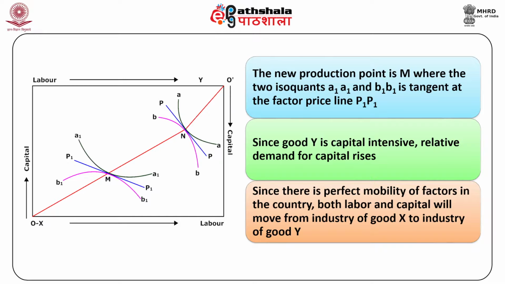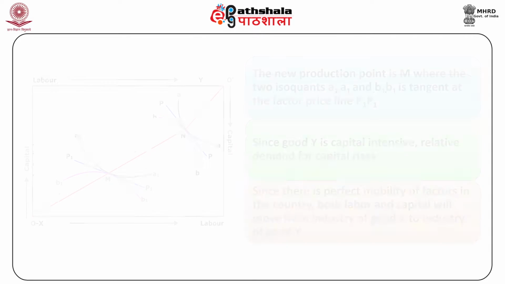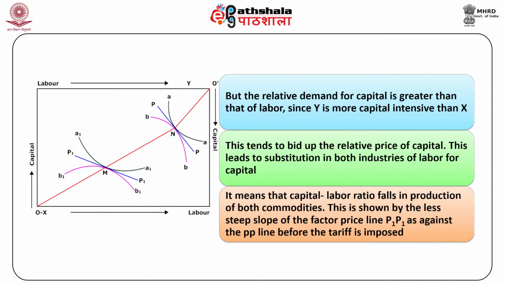Since there is perfect mobility of factors in the country, both labor and capital will move from industry of good X to industry of good Y. But the relative demand for capital is greater than that of labor. Since Y is more capital intensive than X, this tends to bid up the relative price of capital. This leads to substitution in both industries of labor and capital. It means that capital labor ratio falls in production of both commodities.